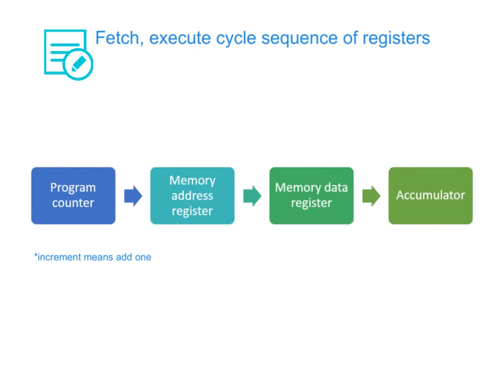So in summary, the program counter holds the address of the next instruction. This is passed to the memory address register. The contents of the memory is passed to the memory data register, and we need to increment the program counter to the address of the next instruction. The value may be passed to the accumulator if it's needed by the arithmetic logic unit.